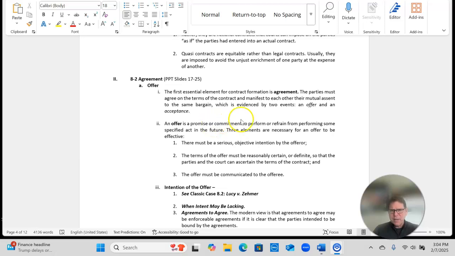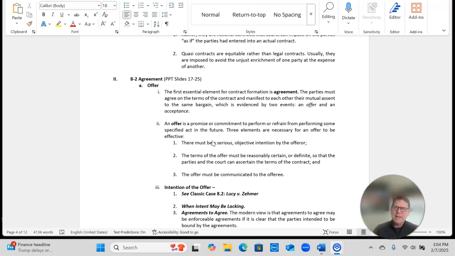Expressions of opinion generally do not. There's a pretty famous case about a doctor who told a patient that if they had the surgery, they would heal in 2 to 3 days. Well, the patient had surgery and didn't heal for weeks or months. I forget the exact facts of the case. It's been a while since I've read it.